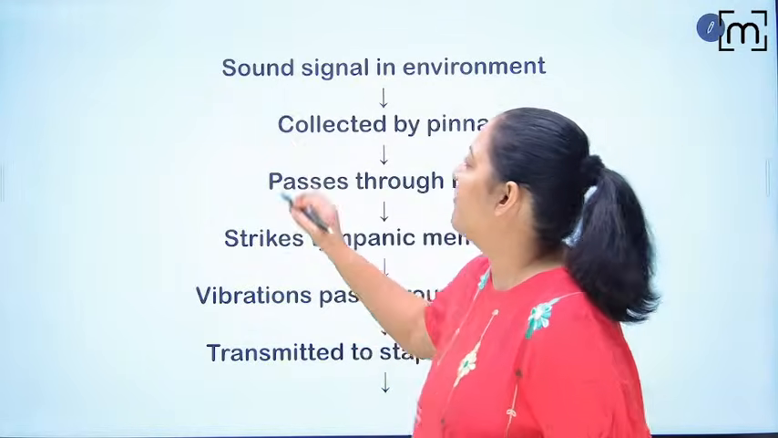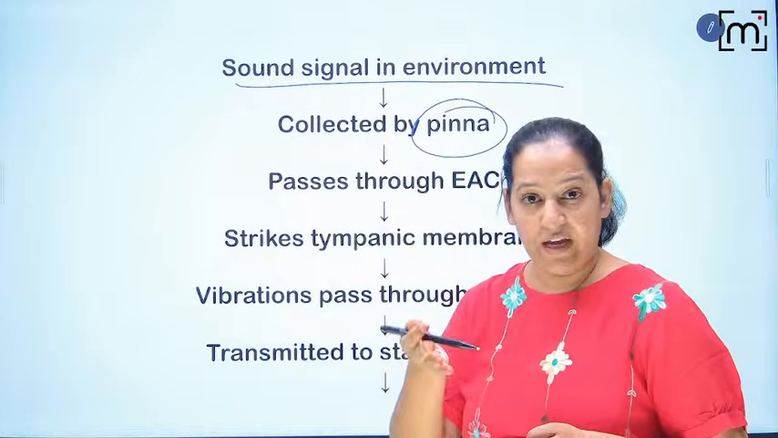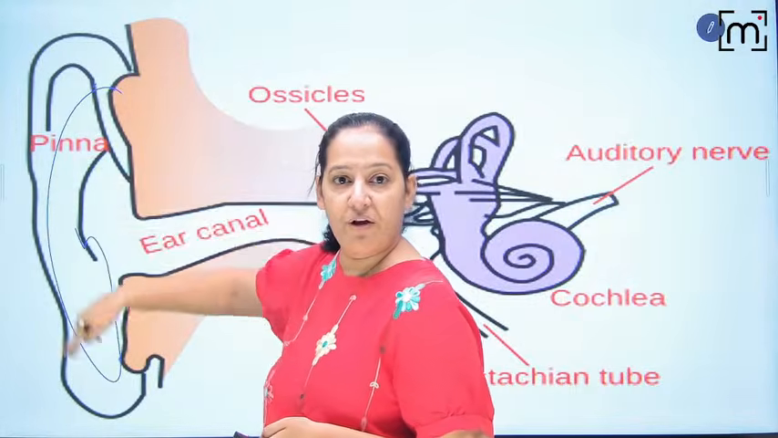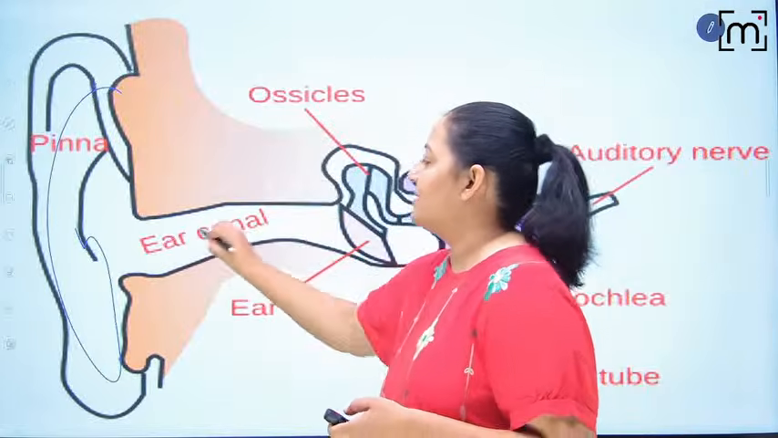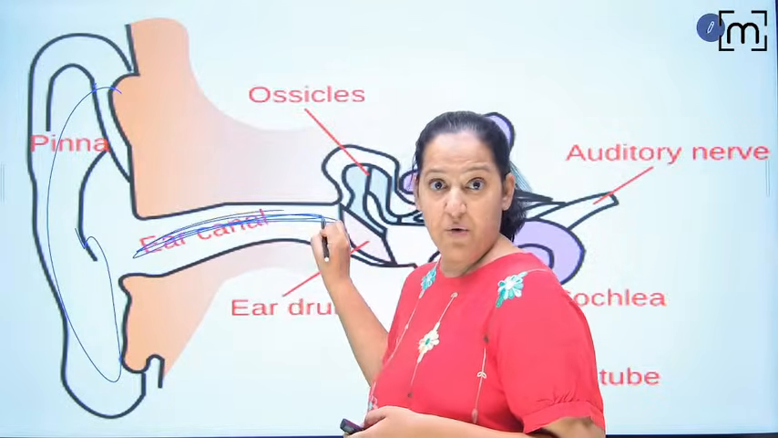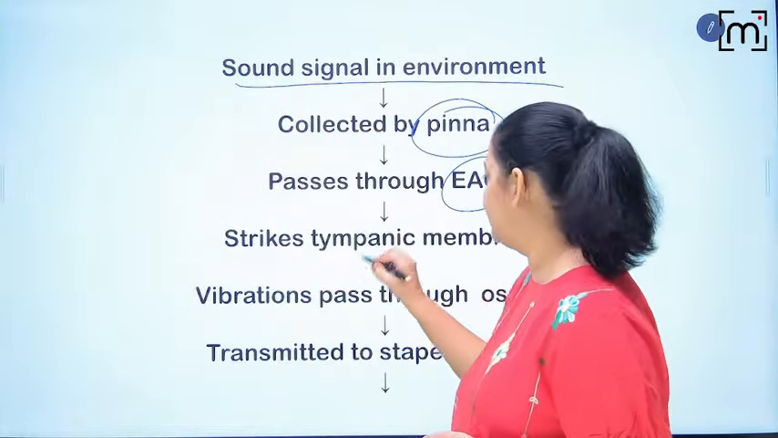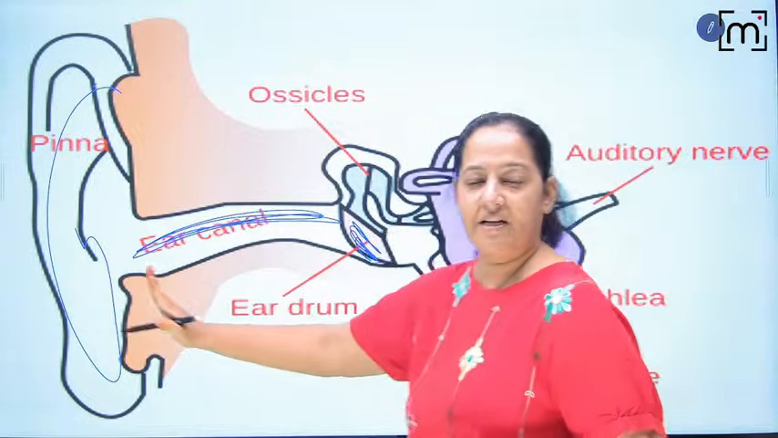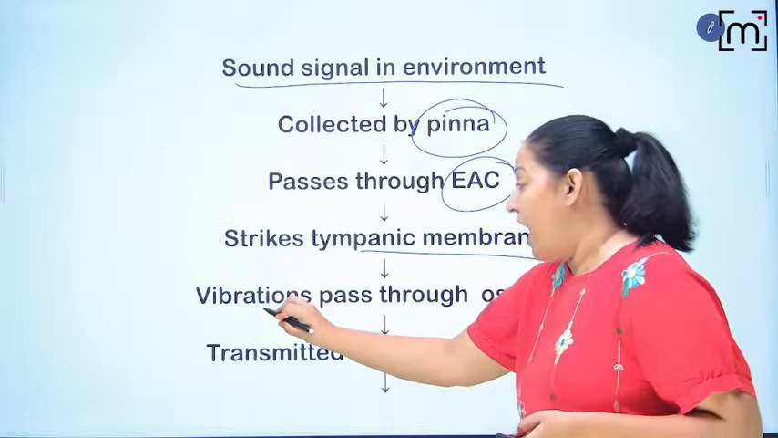You can see first of all, the sound signal is collected by the pinna. Whatever I am talking, you are perceiving with your pinna. So pinna collects the sound. After that, it is passed through the external auditory canal. I will show you a video also. So sound is collected by pinna, passed to the external auditory canal. Then it goes to the tympanic membrane. It hits the tympanic membrane.